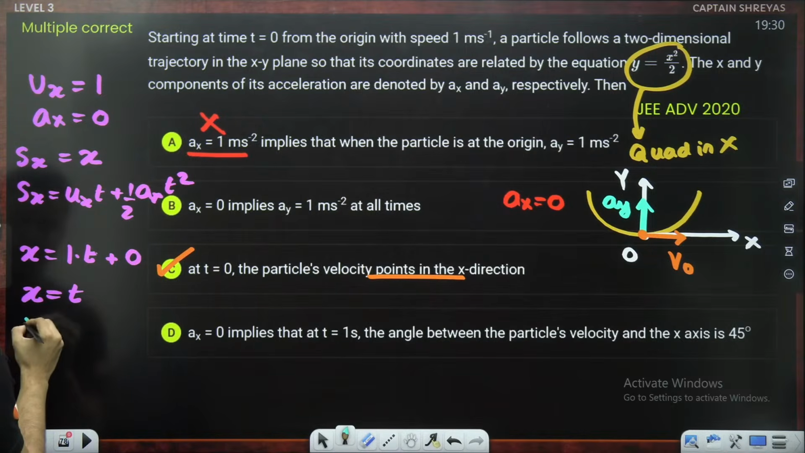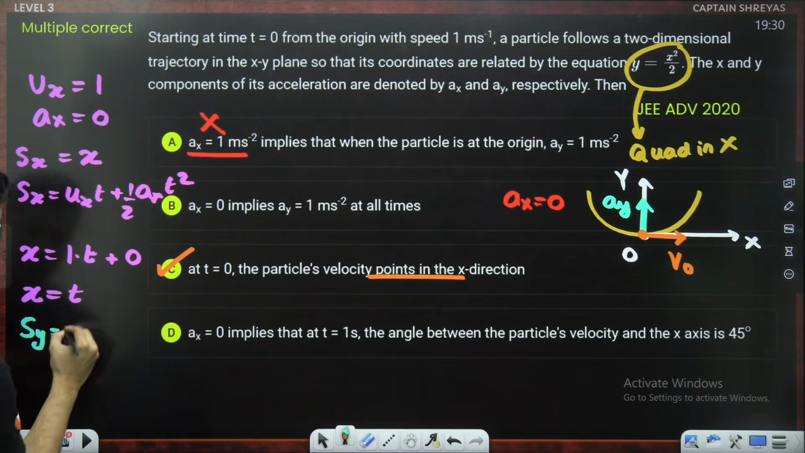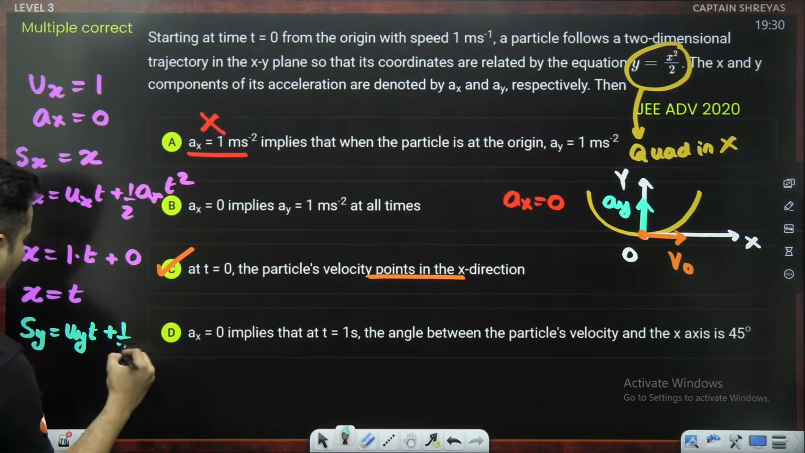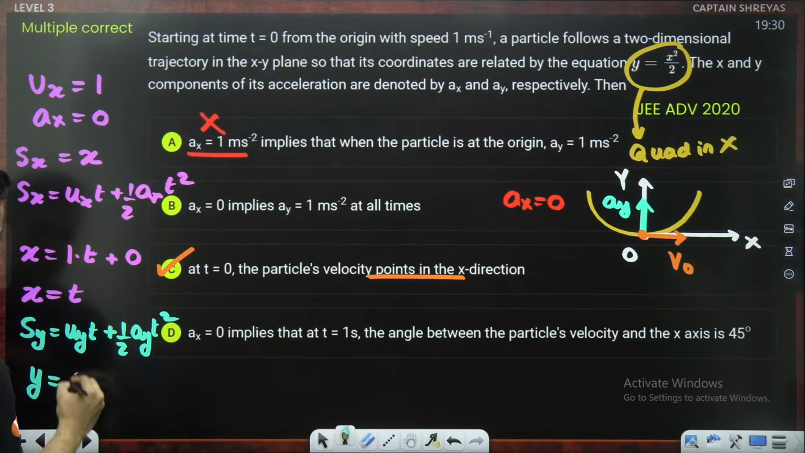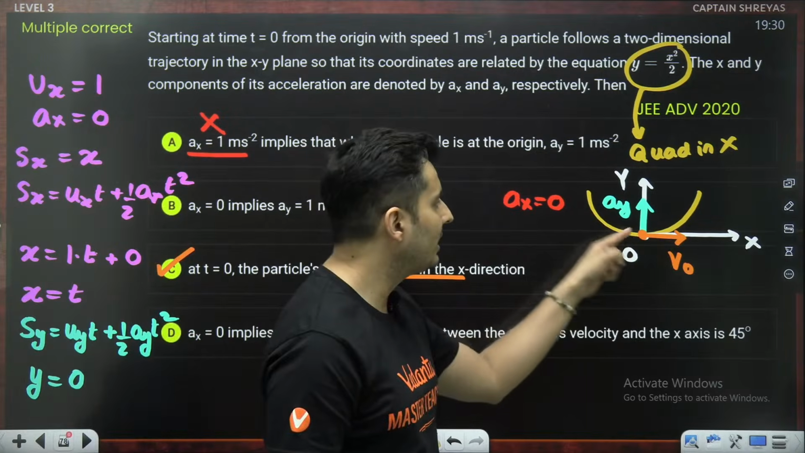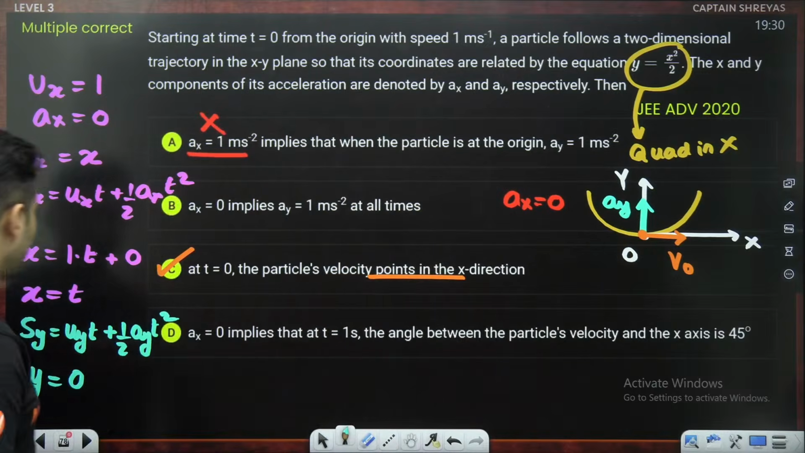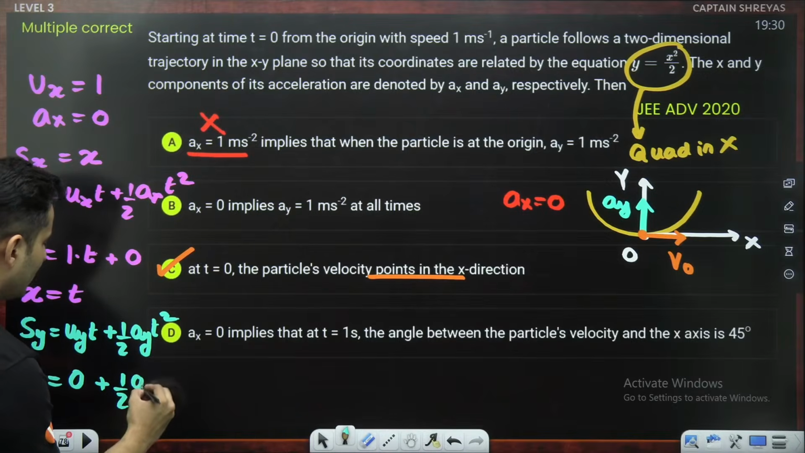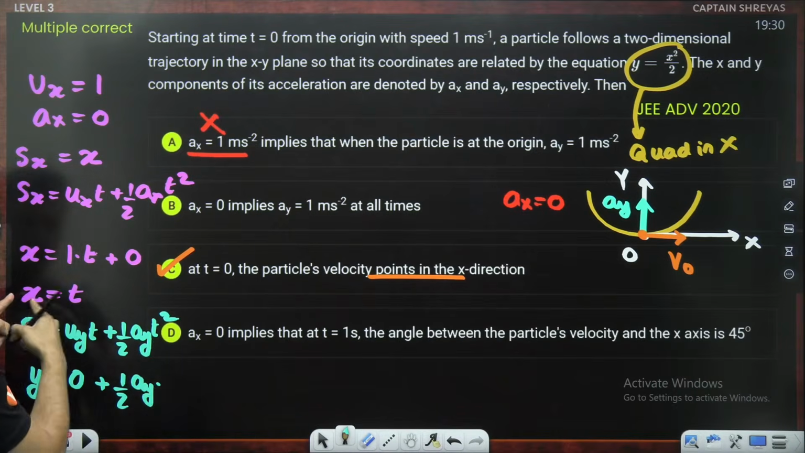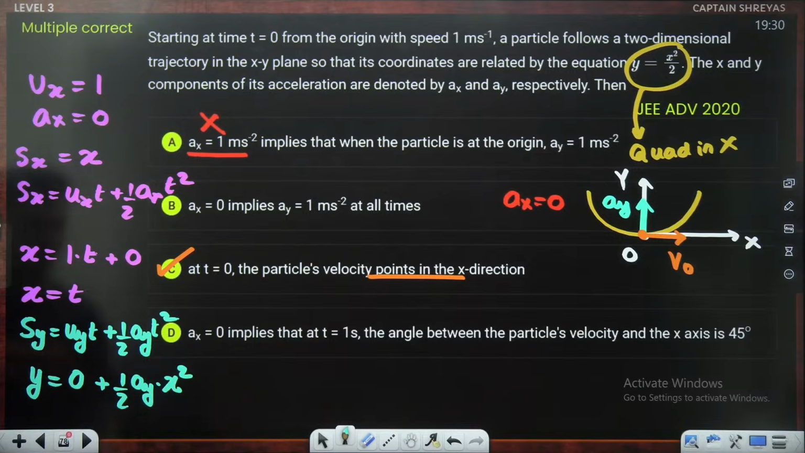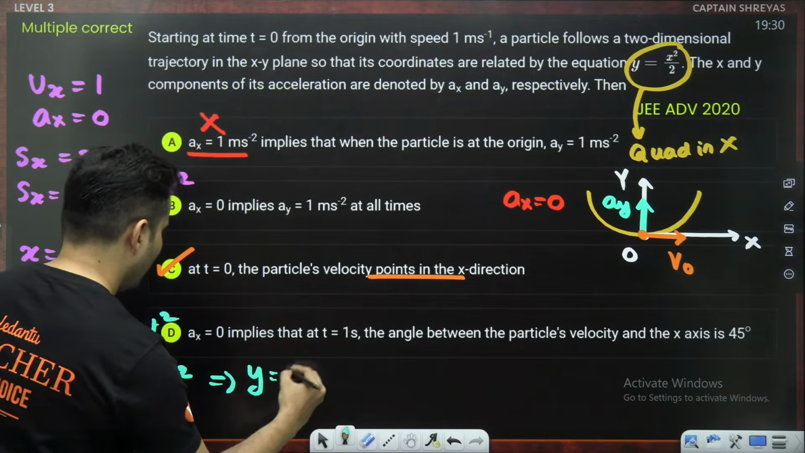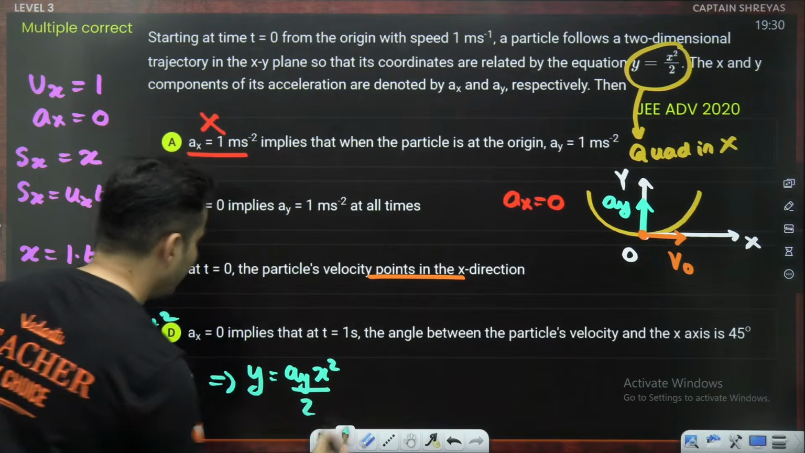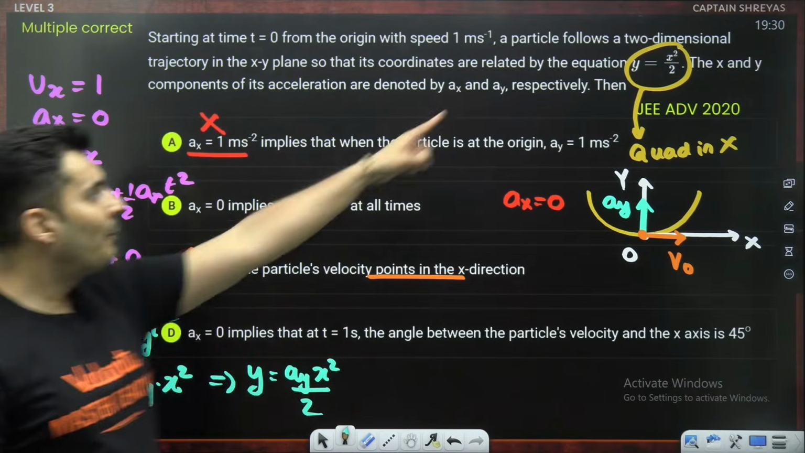Now let's go to the y direction. Observe this. Sy will be uyt plus half ayt square. This displacement in the y direction will be the y coordinate. Initial velocity was 0. There was no velocity in the y direction. It was completely in the x direction. Plus acceleration in the y direction, I don't know, times time, which is basically x, so x square. So what do I get from this? Y is equal to ay x square by 2. Compare it with this.